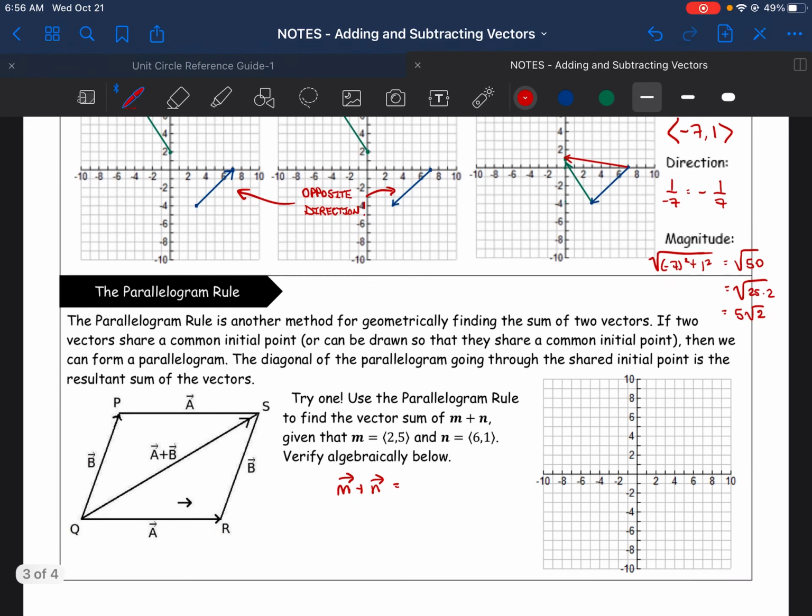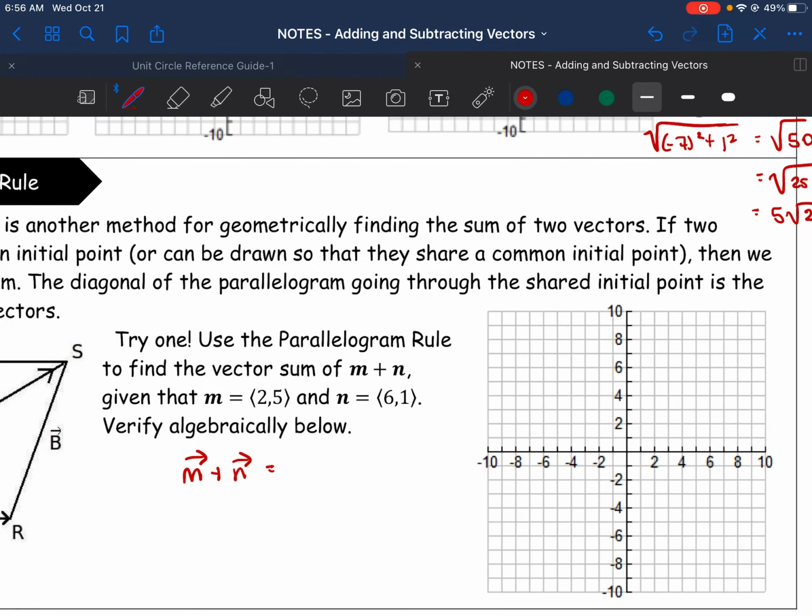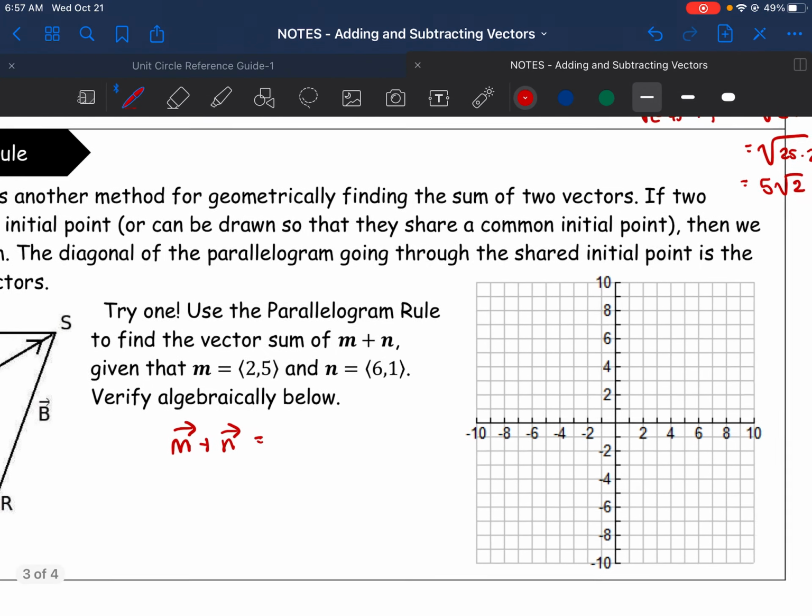All right. So that's how we can approach adding and subtracting vectors graphically. We also have a method called the parallelogram rule for geometrically finding the sum of two vectors. Essentially, if two vectors share a common initial point or can be drawn so that they share a common initial point, then we can form a parallelogram. It turns out the diagonal of the parallelogram going through the shared initial point is the resultant sum of the vectors. So let's try one out here, and then we're going to verify algebraically to make sure that it worked.